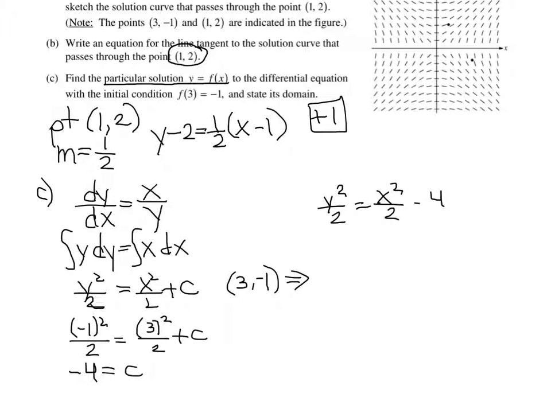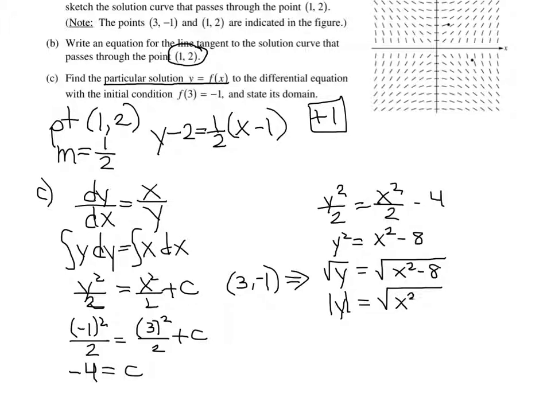Now we have to continue solving for y, so we'll multiply both sides by 2. y squared equals x squared minus 8. And now we're going to take the square root of both sides. The square root of y squared is equal to the square root of x squared minus 8. And we know that the square root of y squared is the absolute value of y. Now this function could either be the positive square root of x squared minus 8 or the negative square root of x squared minus 8. But since the solution has to go through the point (3, -1), where the y value is negative, we must define this function to be the negative square root of x squared minus 8.